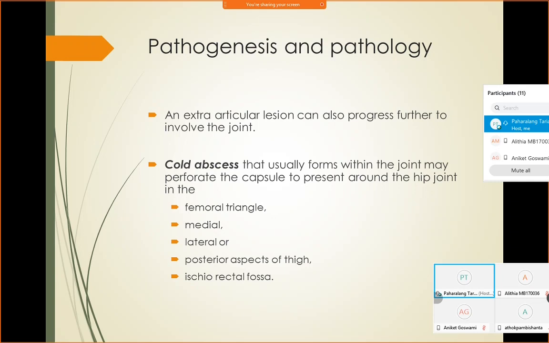This cold abscess can trickle; basically, it depends on gravity. It can be lodged in the femoral triangle or in the thigh. It can also be found in the ischiorectal fossa.